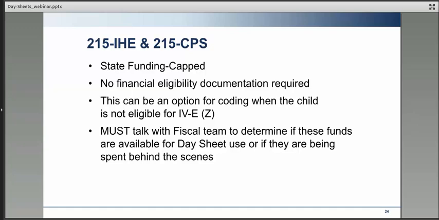However, if the example I used before where the child came in early May, let's say you haven't met all of the requirements in the month the child came into care and you don't meet them until the following month, then you would have to use something other than Z for that entire month. And IHE or CPS could be candidates for that. That's an excellent way to spend down that money.